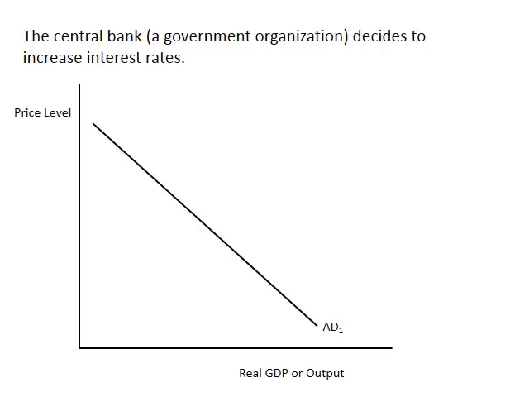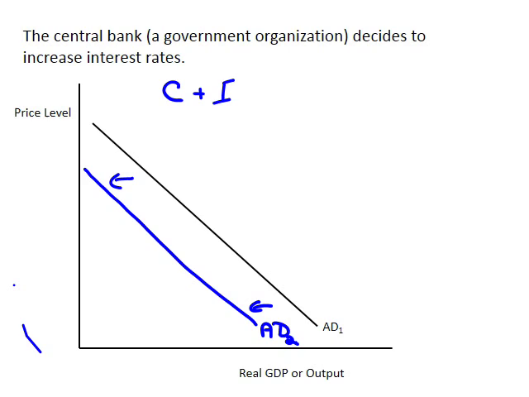A central bank, a government organization, we'll look into this in a future lesson, decides to increase interest rates. Well, with increased interest rates, it's going to make it more expensive for consumers to buy particularly big ticket items like fridges, appliances, cars, houses, and so on. And it will make it more expensive for businesses to borrow money, and so they will reduce their investment. So AD will shift to the left, and we have two components happening here. We have C plus I.